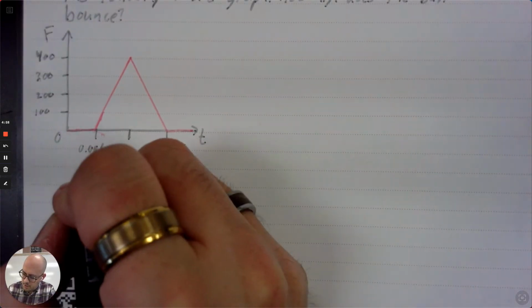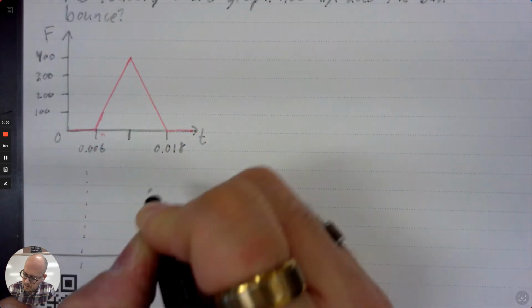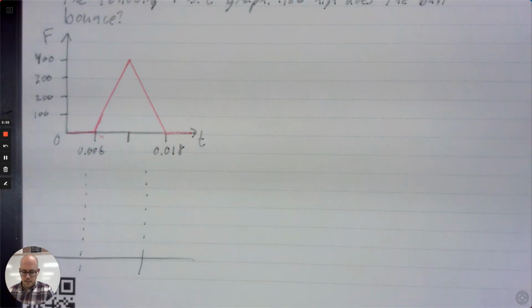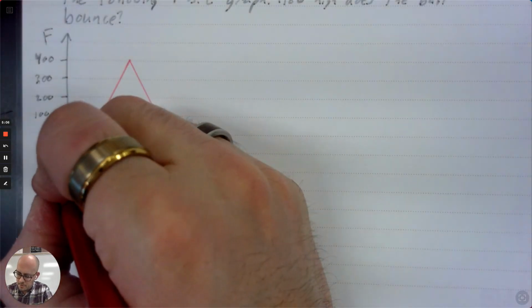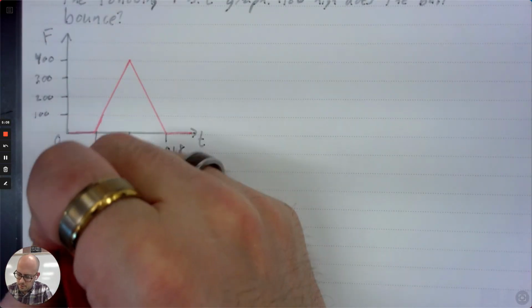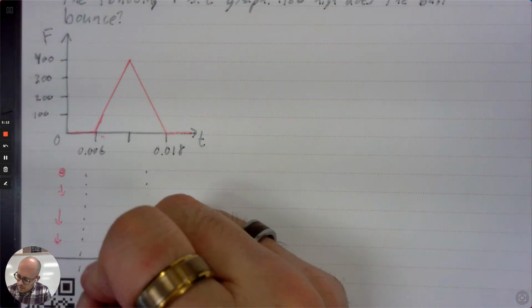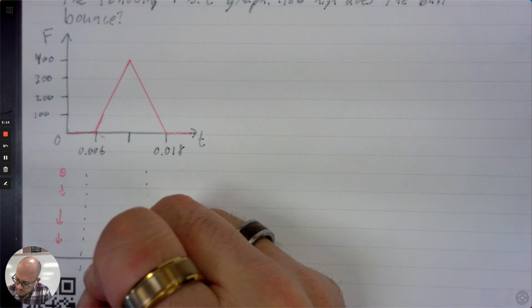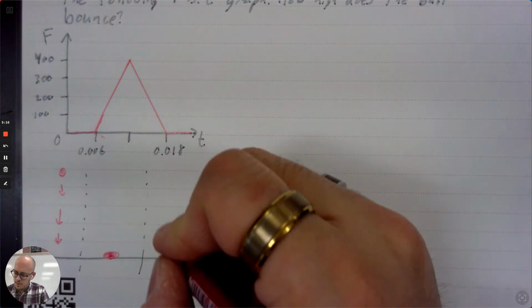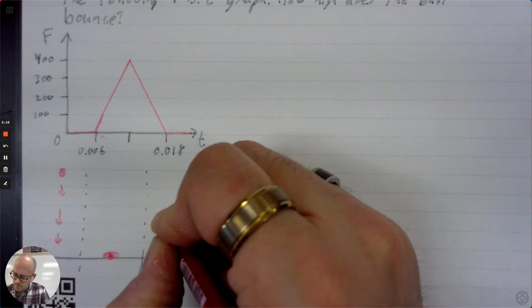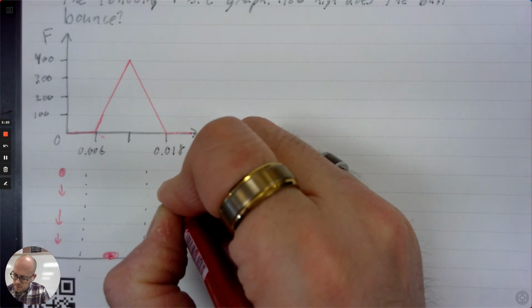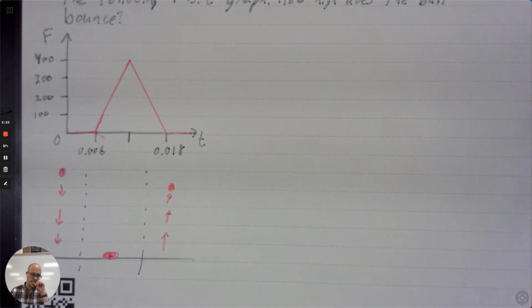So I'm going to draw this story in three parts. In the first part of the story, the ball is dropped from a certain height. It falls. In the second part of the story, it's squished here on the ground. And in the third part of the story, it moves up and stops at some other height.